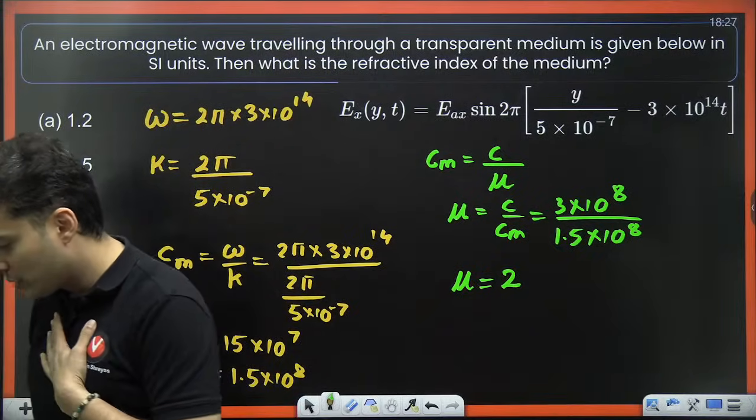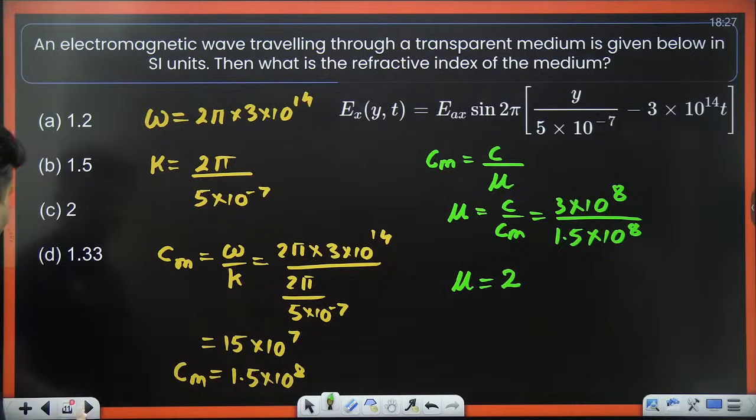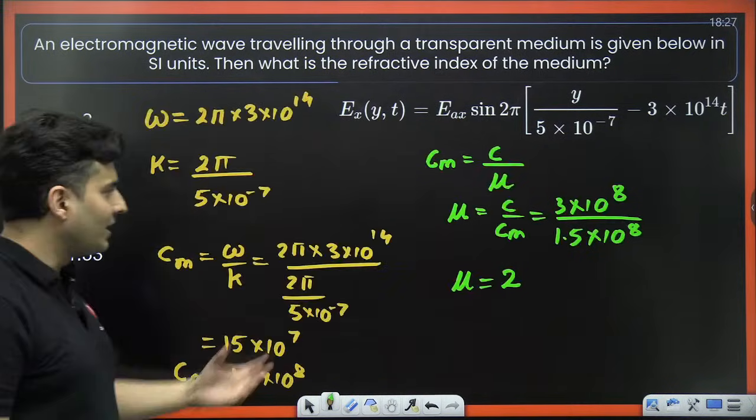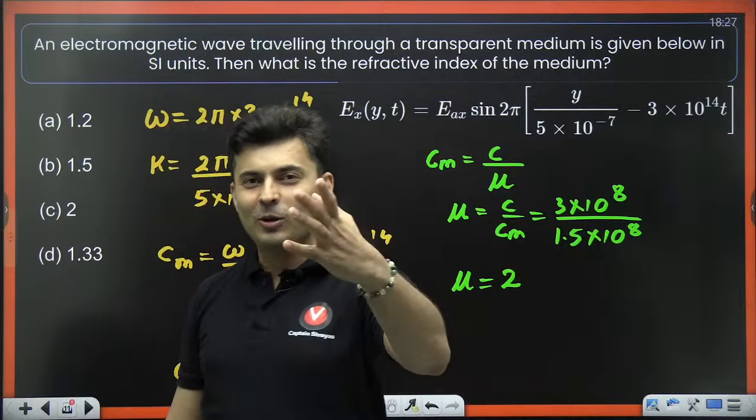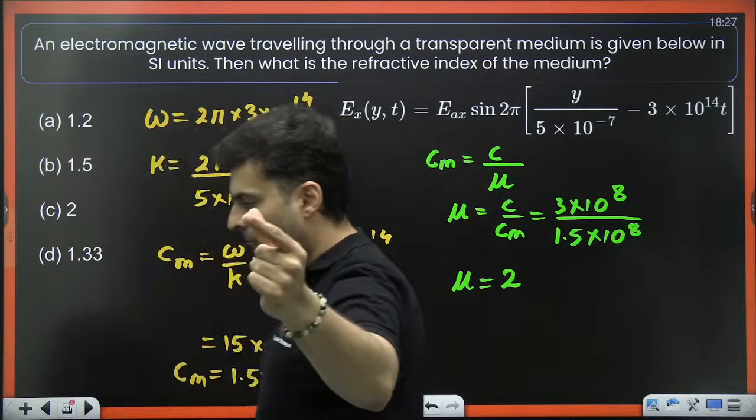Thank you, Hemoku. Thank you so much. Yes, C is the answer. Where is C? C for Captain Shreyas. Why did you just say C? You should say Captain Shreyas is your option, which is correct. Correct? Everybody with me? Understood?